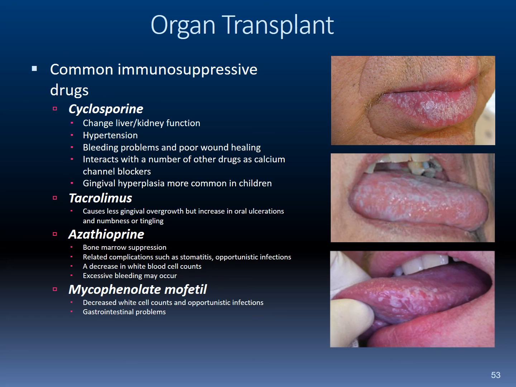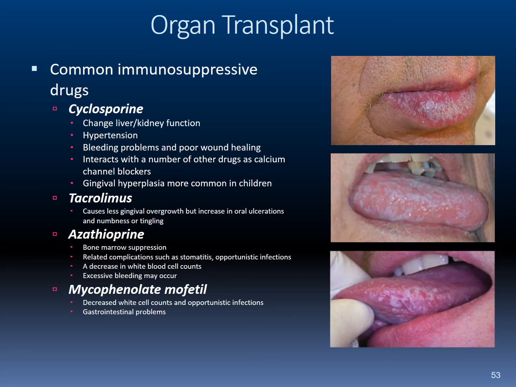There are 4 common organ transplant immunosuppressant drugs. I am not even going to begin to pronounce them, but you can see from the images they typically have a very common appearance in the oral cavity. Gingival hyperplasia among children is very common. Bleeding, poor wound healing. Some of these drugs even promote hypertension and numbness or tingling in the oral tissue.